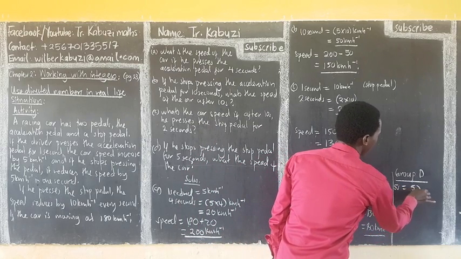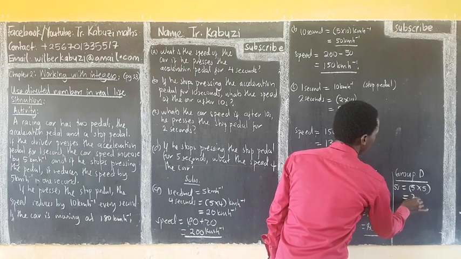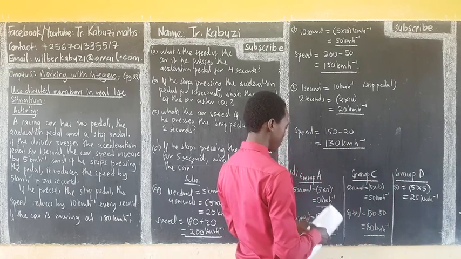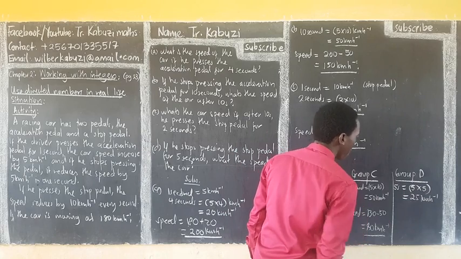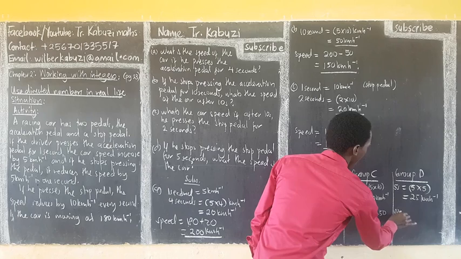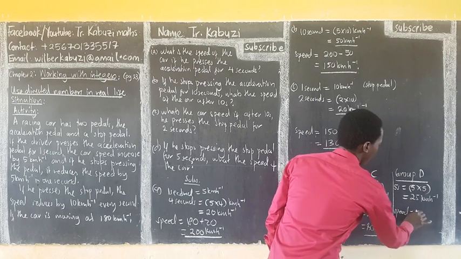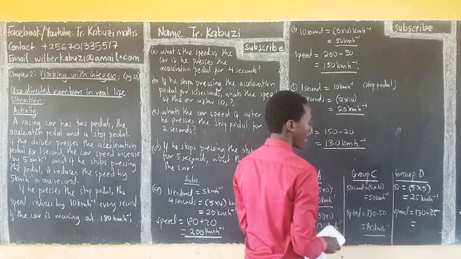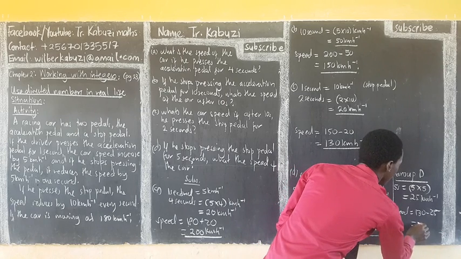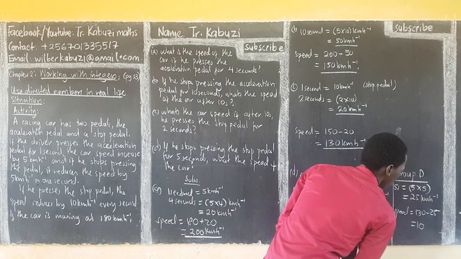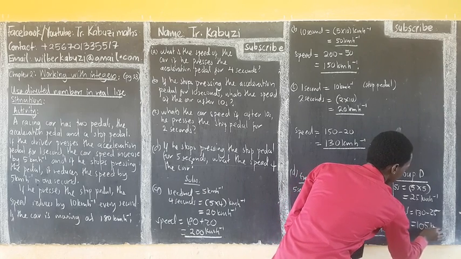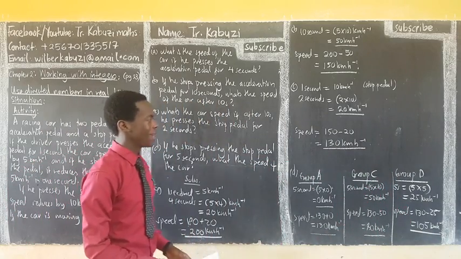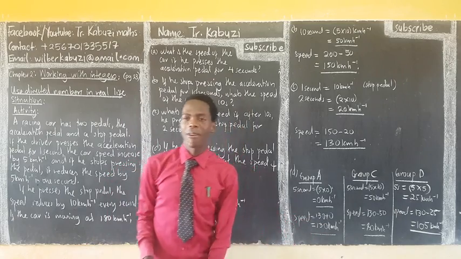For 5 seconds, for them they said 5 times 5, which would be 25 kilometers per hour. So after there, what they did, they got now the speed as 130, then minus 25, which gave them, of course, 105 kilometers per hour.